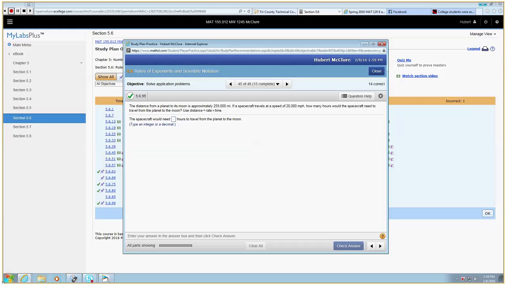The distance from a planet to its moon is approximately blah, blah, blah miles. If a spacecraft travels blah, blah, blah miles per hour, how many hours would the spacecraft need to travel from the planet to the moon?